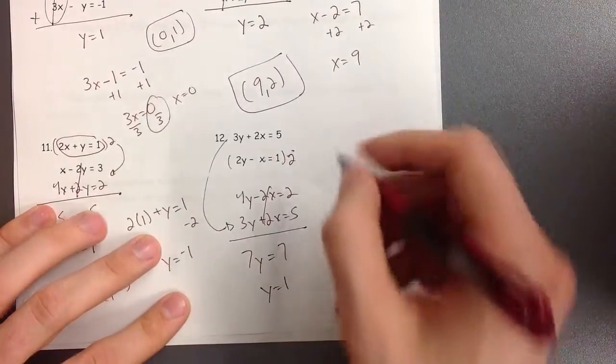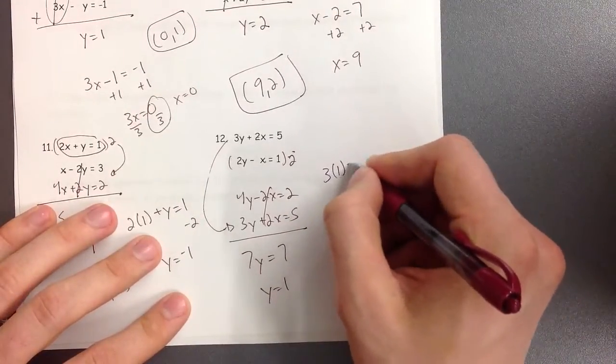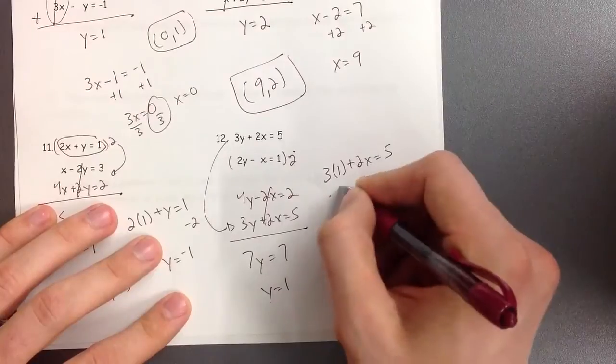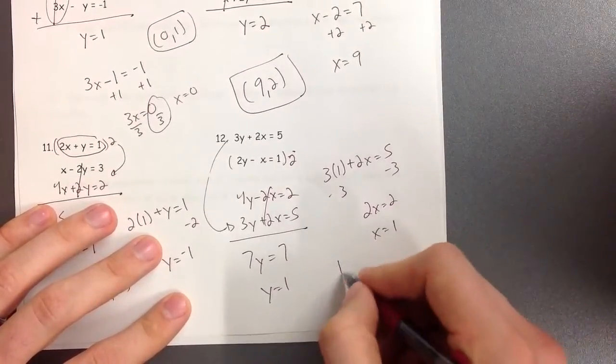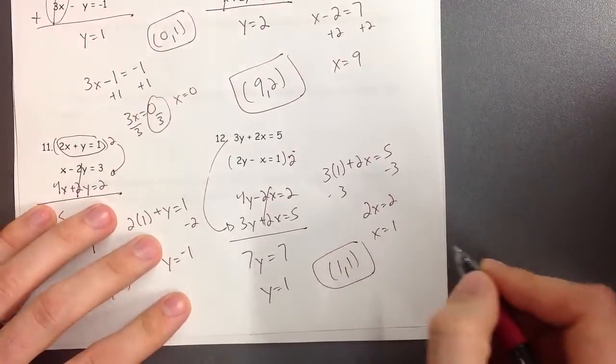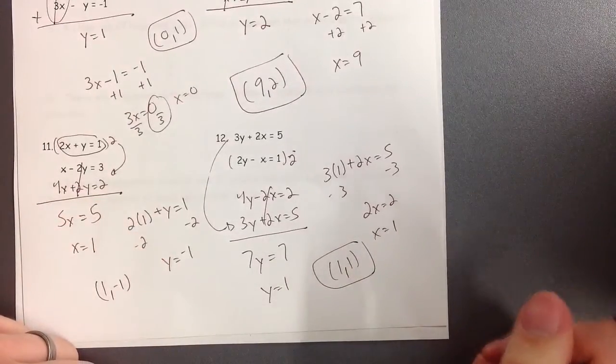Y is going to be equal to 1. 3 times 1 plus 2x is equal to 5. 2x equal to 2. X equal to 1. So 1, 1 is going to be that answer right there.